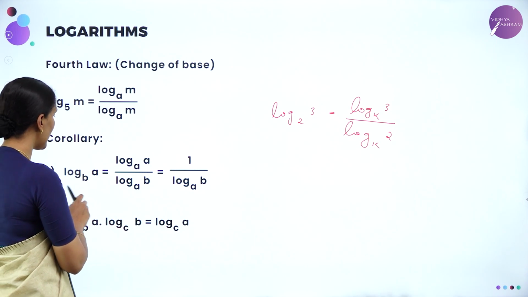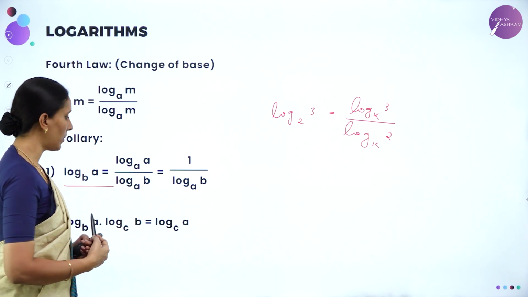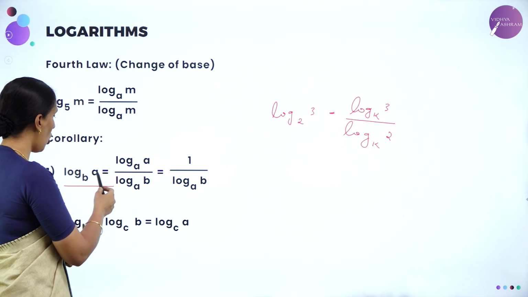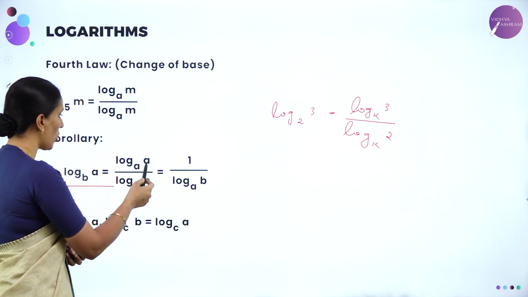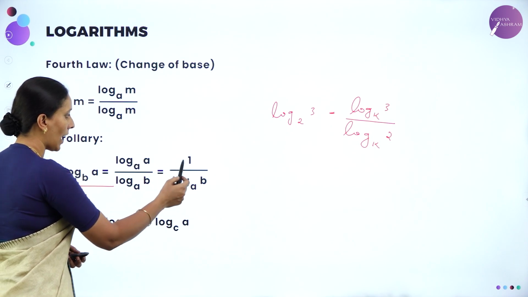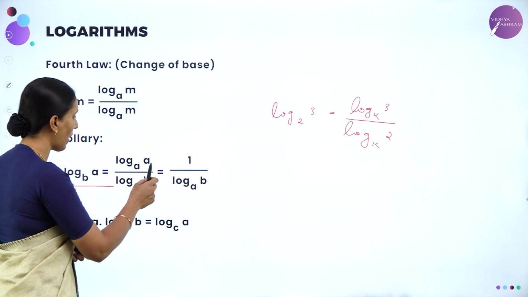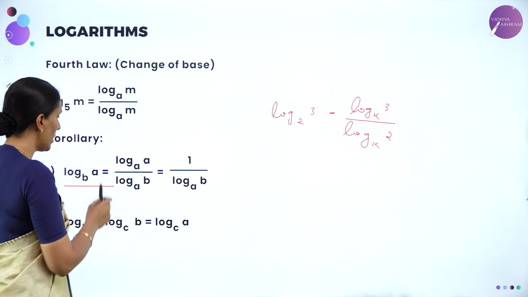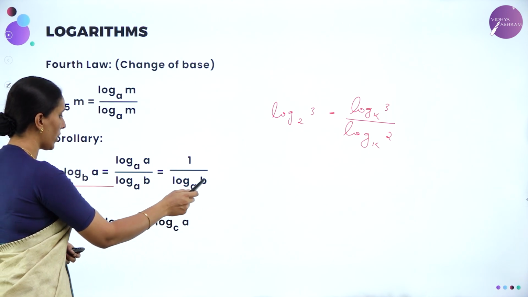So you can clearly see the corollary which is derived from the theorem or laws of logarithm. Log a to base b can be written as log a to base a divided by log b to base a. We know that log a to base a can be written as 1 because log of any value to the same base is equal to 1. So this is in the form of 1 by log a to base b.